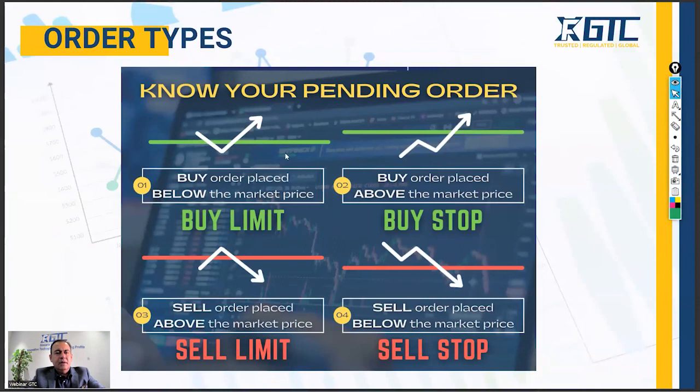This is the illustration, the same example. A buy limit is always lower, a buy stop is always higher than the current market price. The green bar is the current market price. A sell limit is always higher, a sell stop is always lower. The red bar is the current market price.